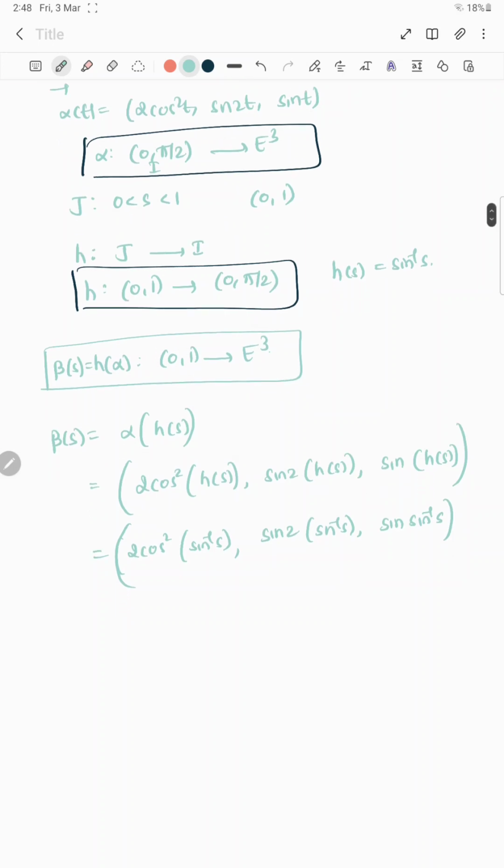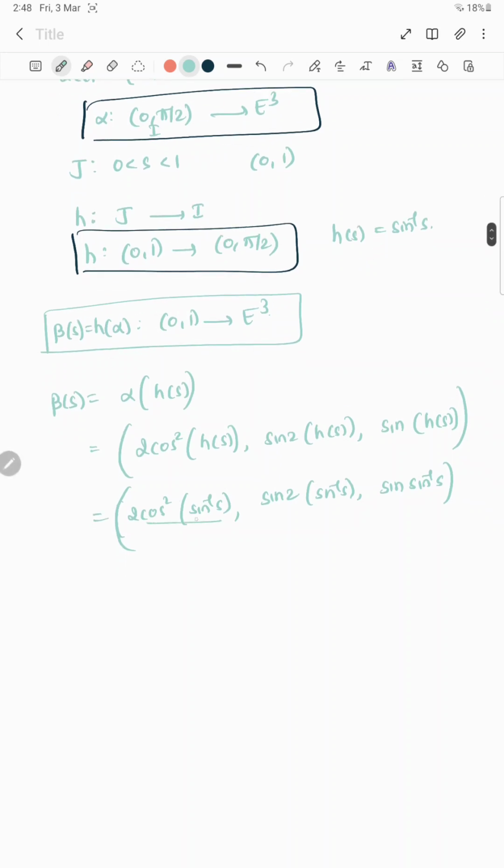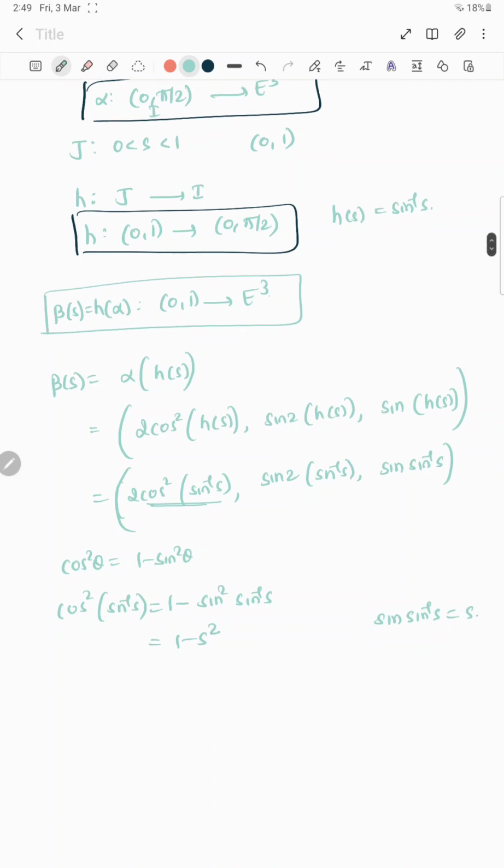We can see this can be simplified further. So we will see how it is simplified. Now consider one term. First we will consider cos square sin inverse s. Since we know that cos square theta is equal to 1 minus sin square theta, we can write cos square of sin inverse s is equal to 1 minus sin square of sin inverse s. But sin of sin inverse s is equal to s. So we can write it as 1 minus s square. So this is cos square of sin inverse s.